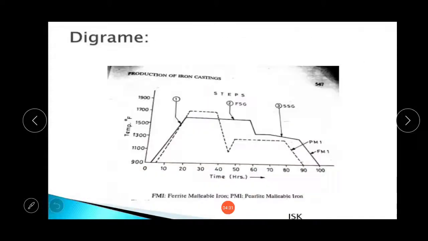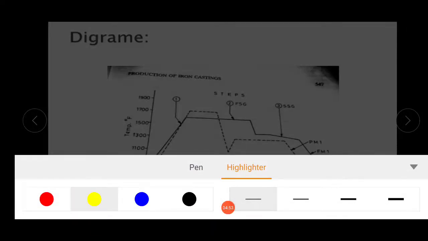Now we discuss the cooling curve or heat treatment cycle of the ferritic or pearlitic malleable cast iron, which is discussed in the previous slide. Let's start now.